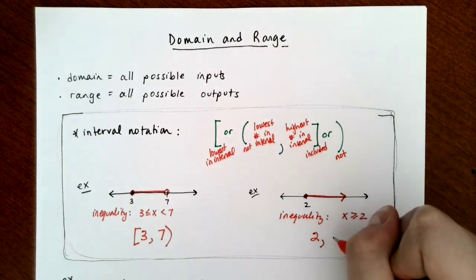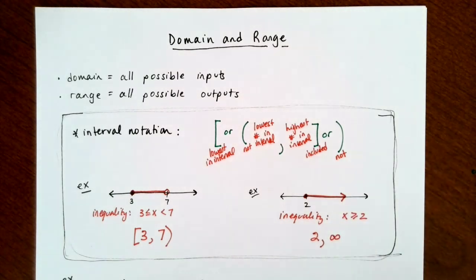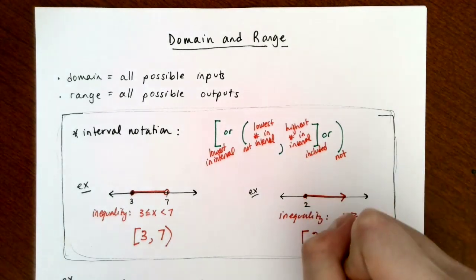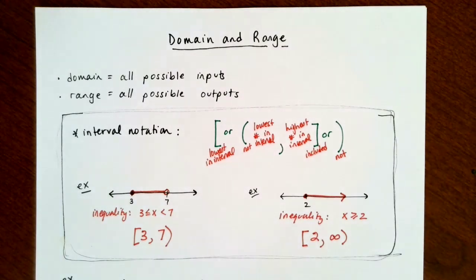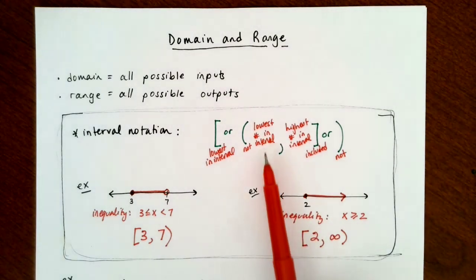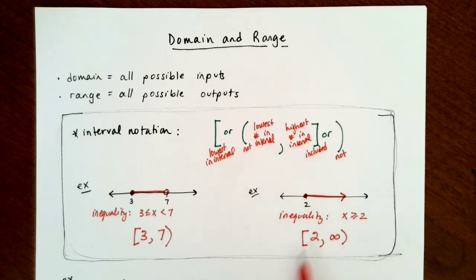So when there is no highest number, we'll put an infinity here and it gets an automatic parenthesis. Infinity is kind of a concept and not actually a number, so it'll always have a parenthesis, never a bracket. The 2 is included in this interval. It's not just a barrier, so we'll put a bracket on the 2 side. You can do something similar if it's like all the numbers less than 2, then your lowest would be negative infinity with an automatic parenthesis, and it would be with the 2 as the highest number.